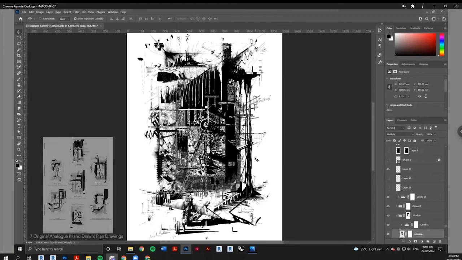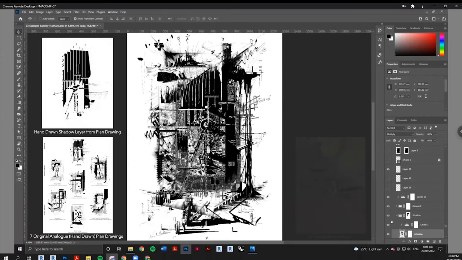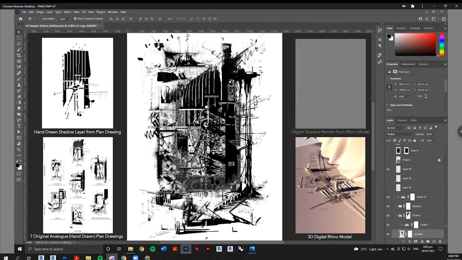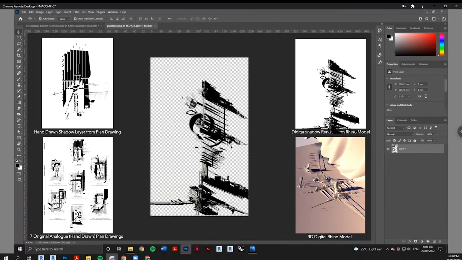We've got our seven drawings layered, we've got a shadow render, and then in the middle, remember that 3D model that we made and that I never actually used? In plan, I adapted it a bit to suit that drawing of the Stamper Battery that I pulled out, and I placed that over the top. So you can see that that's the plan render of the actual building.